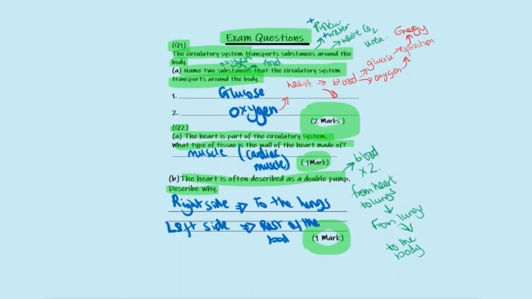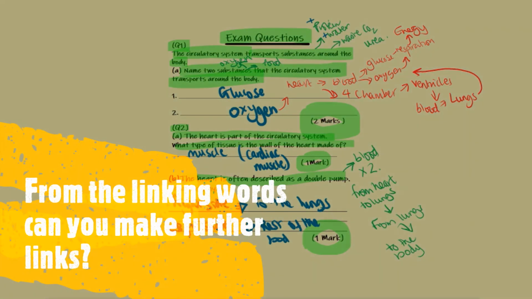When we think of heart, we can think of 4 chambers. When we think of 4 chambers, we can think of the ventricles. When we think of the ventricles, we can think of blood going to the lungs. When we think of lungs, again we can think back to oxygen, which can then be linked to respiration and energy. We think of lungs, we can think of alveoli.